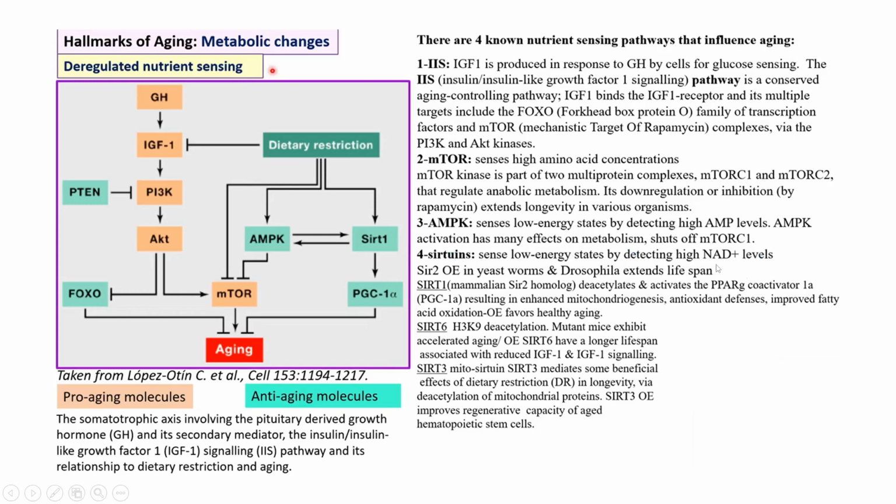Okay, these sirtuins will sense this NAD, and they will also crosstalk with AMPK, and SIRT1 will then activate PGC1. This is the PPAR gamma coactivator 1A. SIRT1 deacetylates and activates the PPAR gamma coactivator 1A, resulting in enhanced mitochondriogenesis.